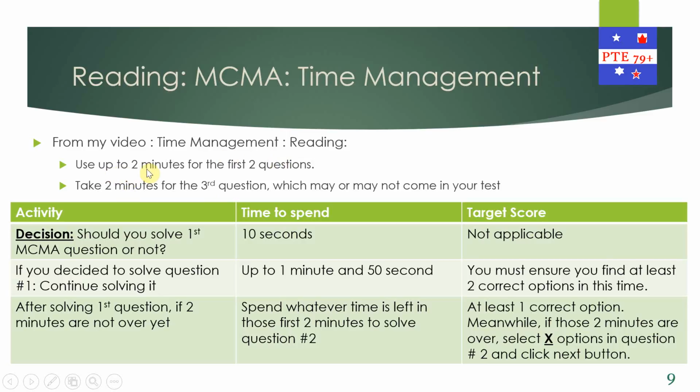Okay, so now what to do within those 2 minutes? Do these things. First make a decision: are you going to solve the first question or not? Should you solve the first question in multiple choice multiple answer or not? Take 10 seconds for it. And how to make this decision, I'll explain to you. Let's say you decided to solve the first question, then you have 1 minute and 50 seconds, go ahead and solve one question.